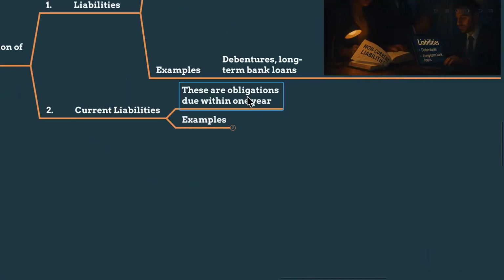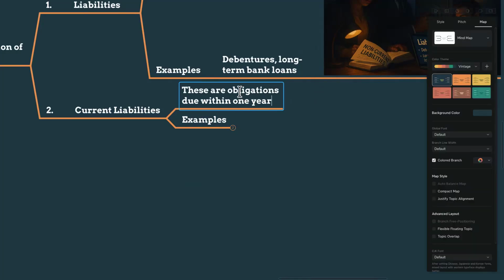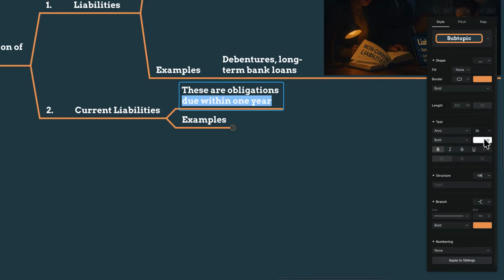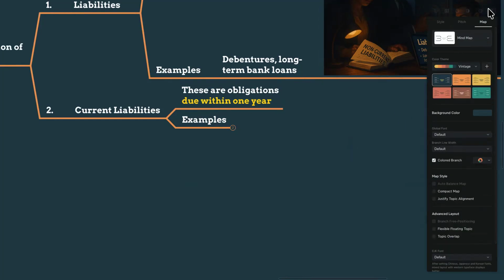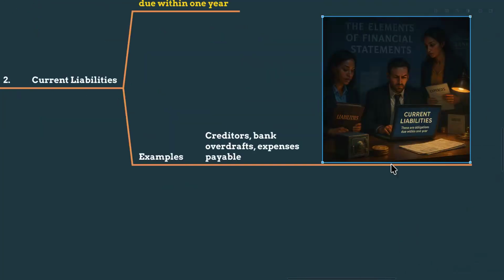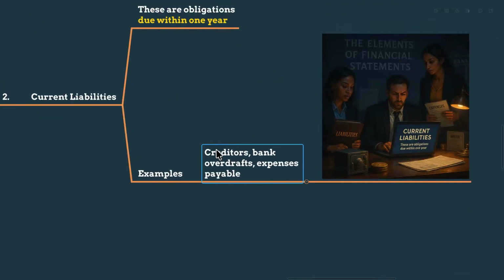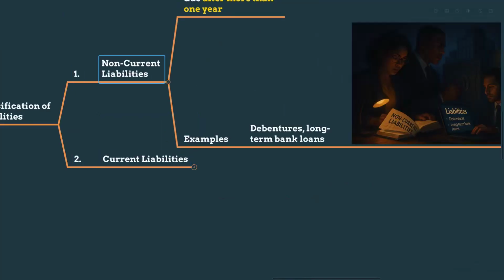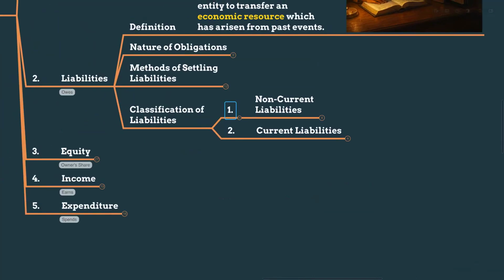And let me talk about the current liabilities. These are obligations due within 1 year. Okay? These are obligations due within a 1 year period of time. So the examples here are the creditors, bank overdrafts, expenses payable, everything under the current liabilities, right? So you have to pay your creditors within 1 year. You have to pay your bank overdrafts within 1 year. You have to pay your expenses, right? Let's say you have to pay your supplier 300,000 payable within 30 days, usually, right? So my dear, these are current liabilities. So the classification is non-current liabilities as well as current liabilities.